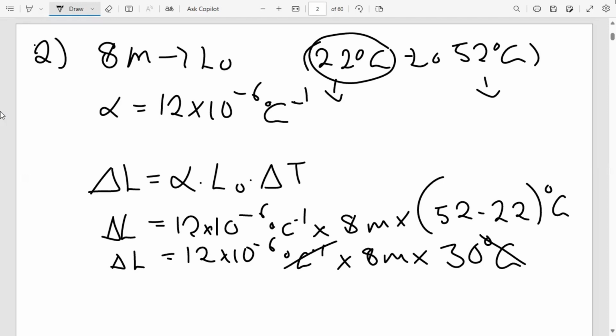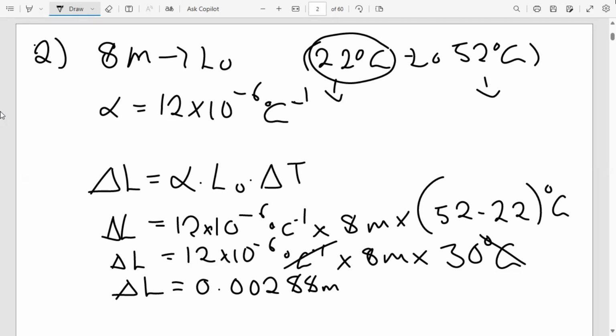So I'm going to plug this into my calculator by saying 12.0 times 10 to the power minus 6 multiplied by 8 meters multiplied by 30. And this is giving me a change in length, which is equal to 0.00288 meters. So that is the actual change in length of the gate when the temperature is at its hottest.